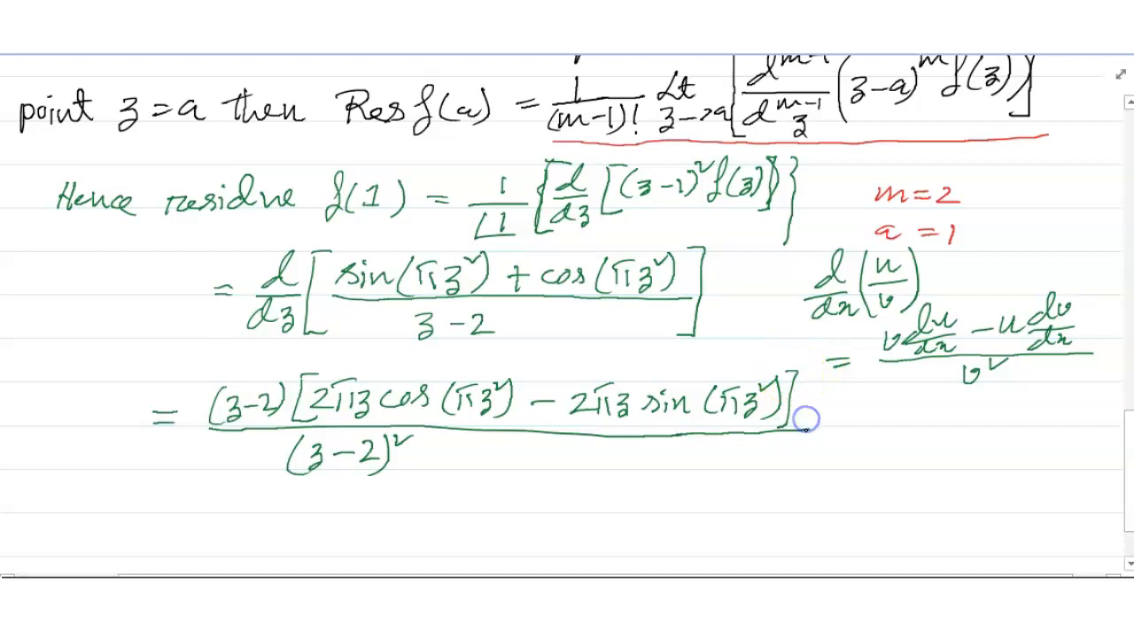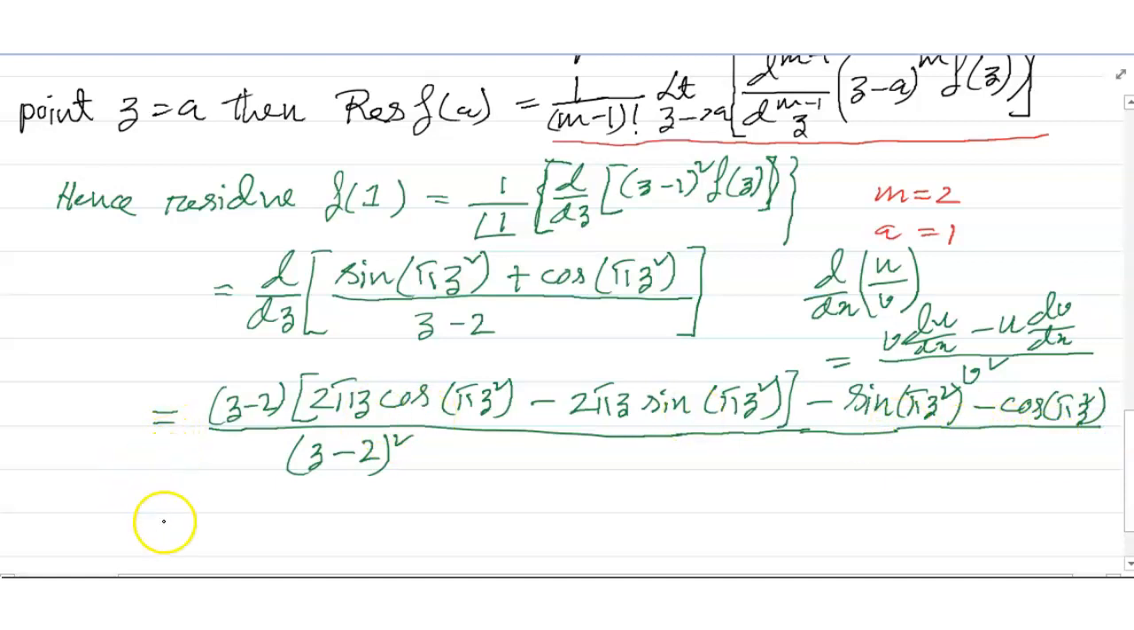This is the first portion, and the second portion is minus (z minus 2). The derivative of z minus 2 is equal to 1, so I get sin(πz²) minus cos(πz²). This is the total formula, friends. I hope I can make this formula clear. This formula is very simple.